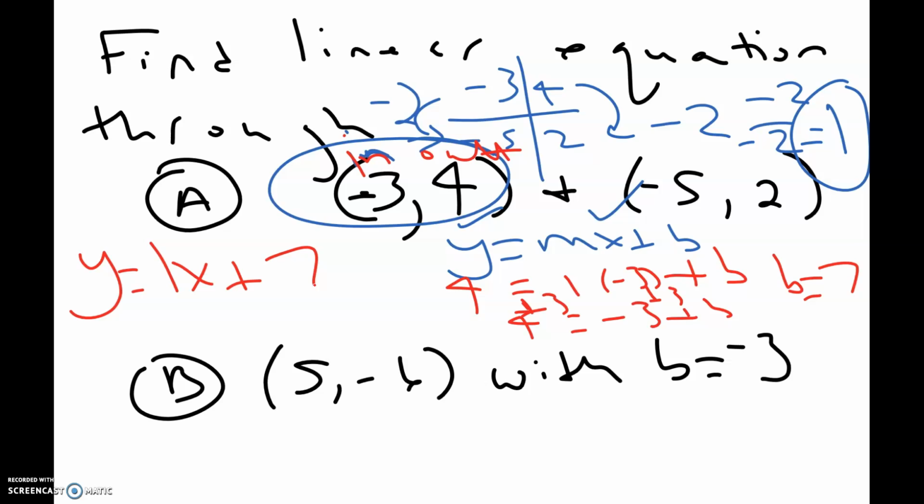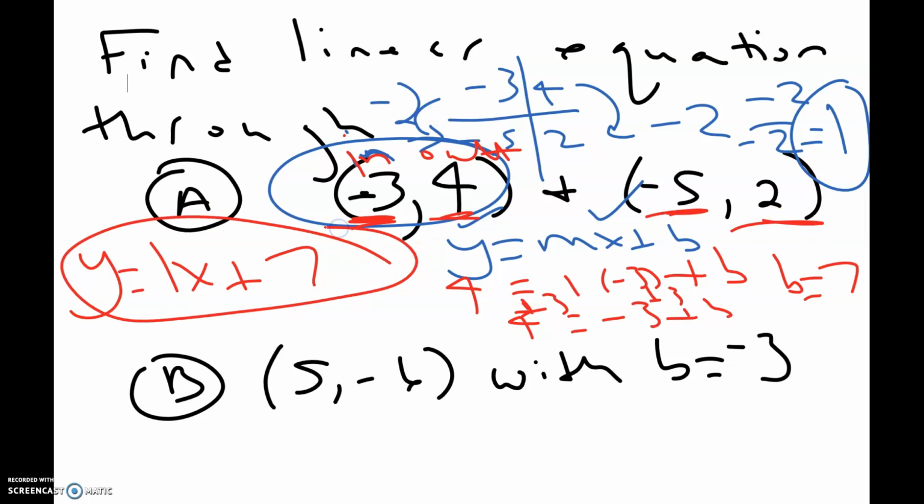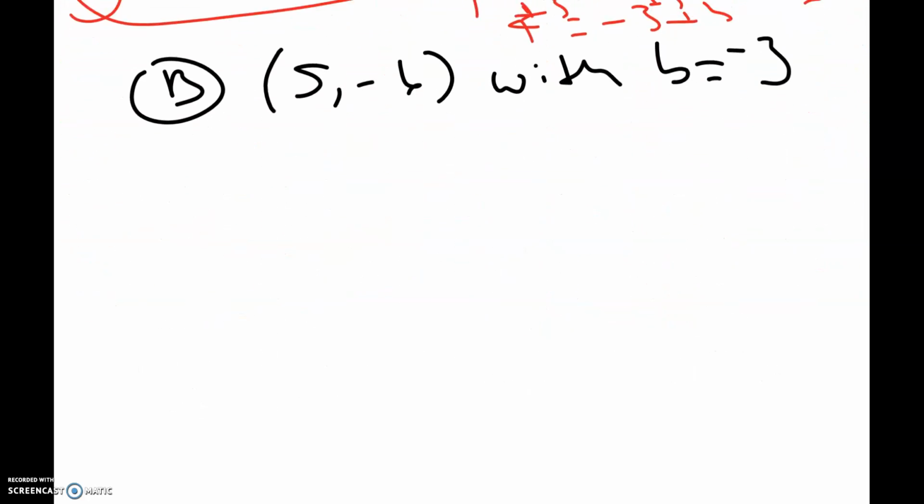All right, and let's plug both points in. So if I sub in -3, I do get 4, which is good. How about -5? -5 plus 7 is 2. So I'm 100% sure I'm right because it's linear. It works on both equations. I know that I'm good. All right, let's look at the next one here.